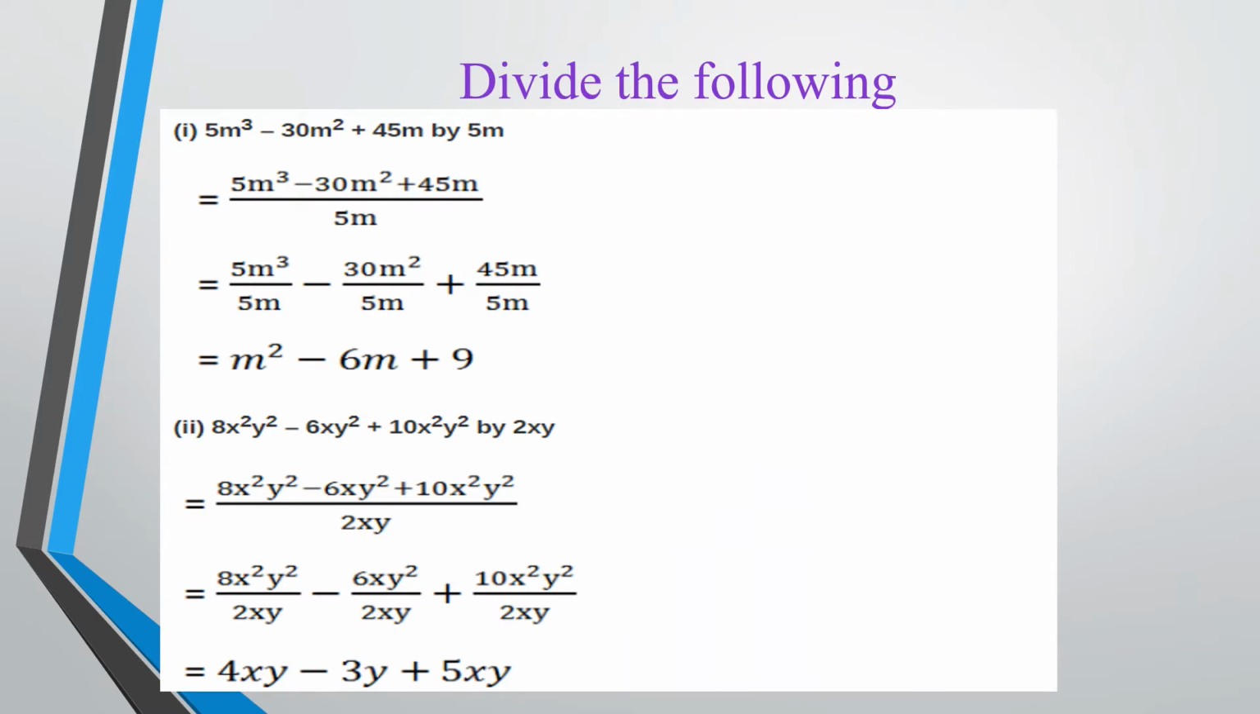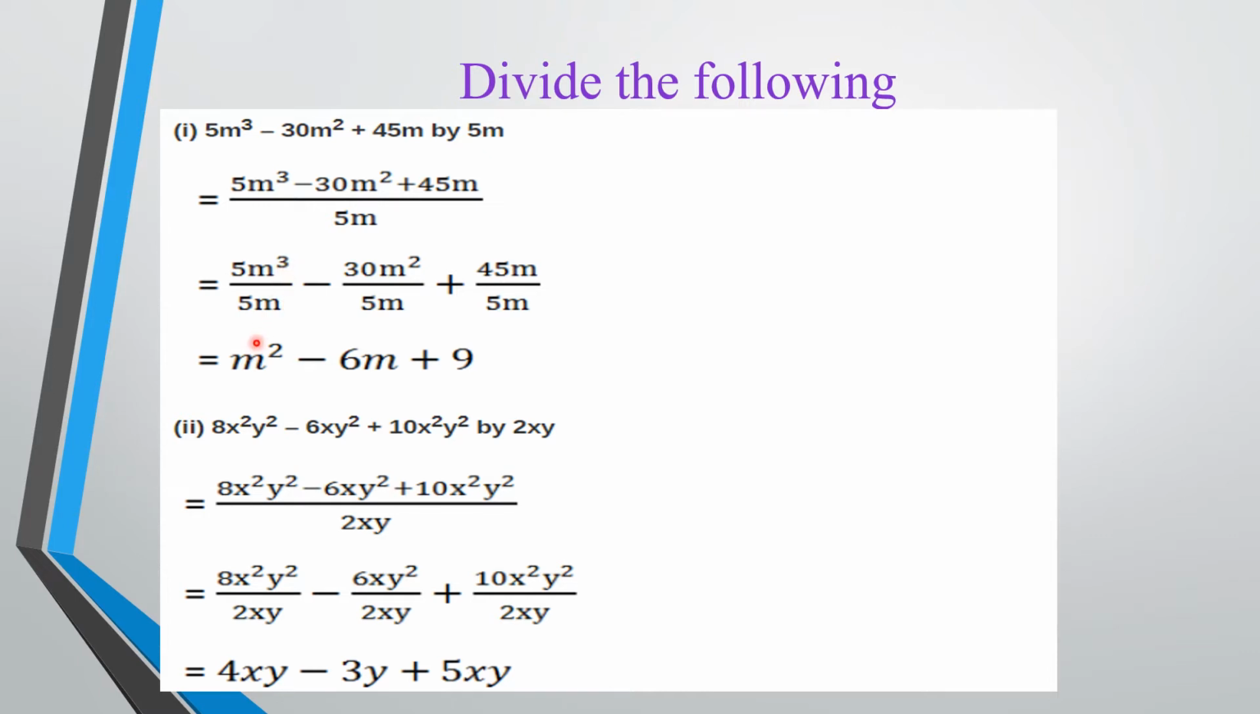Divide the following. We are going to divide 5m^3 - 30m^2 + 45m by 5m. So the dividend has three terms, so it is called a trinomial, or with three or more terms we can call it a polynomial. It is divided by a single term, that is a monomial. Divide each term of the expression by 5m.